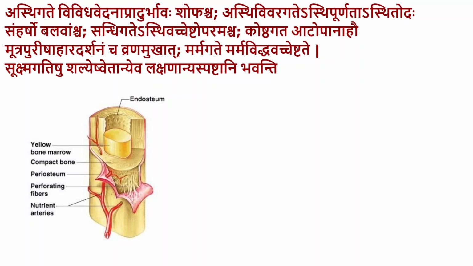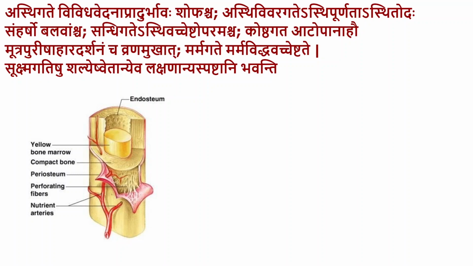If it has gone deeper into the bone portion and the periosteum is not involved with the movement of the foreign body, then it doesn't produce severe pain, but it just produces a sense of heaviness. Now, this is a very important anatomical difference, and that's what Sushruta has mentioned very clearly. So, astigate vividha vedana pradurbhavaha, if it is involving the asti, then it can produce the pain. Asti vivaragate, asti purnata, astitodaha, samharsho balavanshta. If it has gone into the asti vivara, in the deeper planes of the bone, then the symptom of pain will be lesser. It will be just a heaviness feeling, and there could be impaired functions as such.